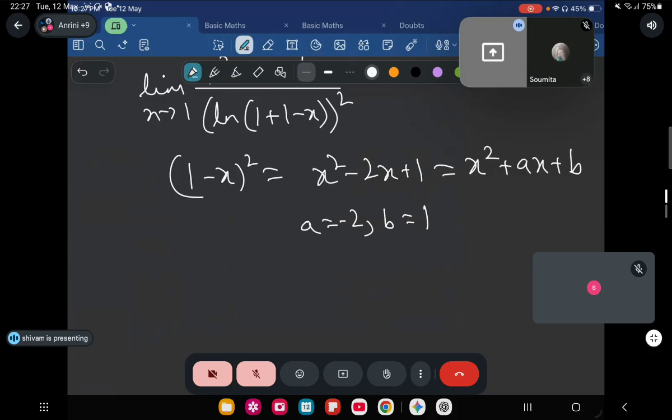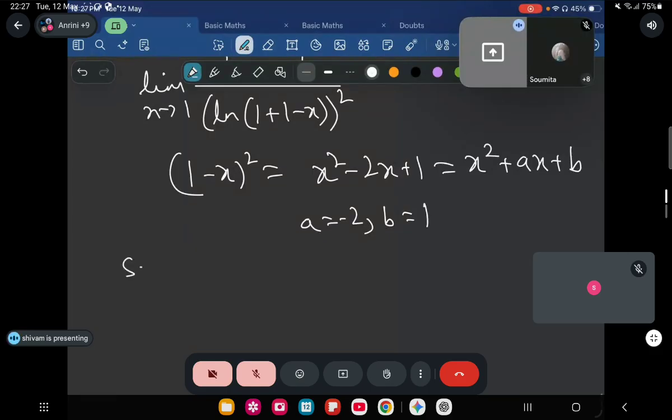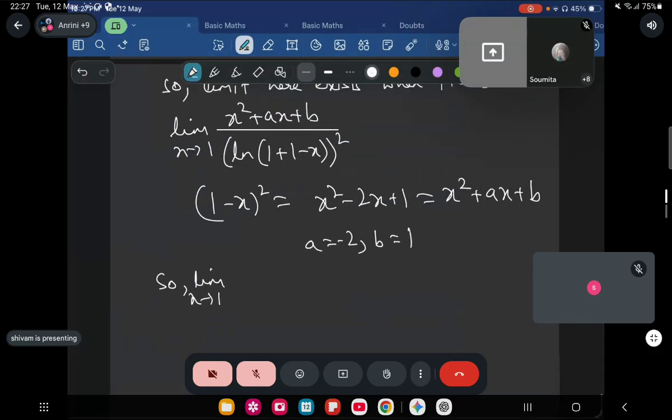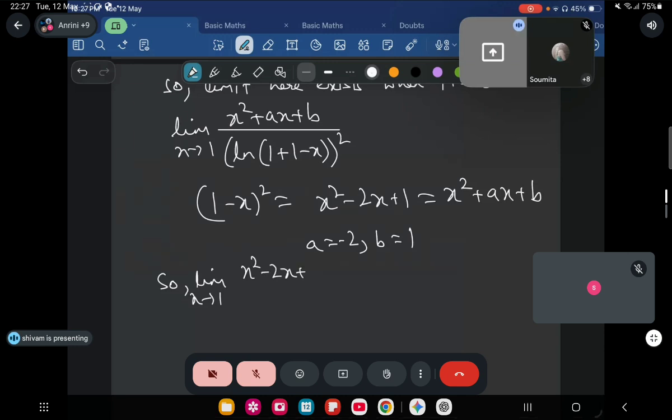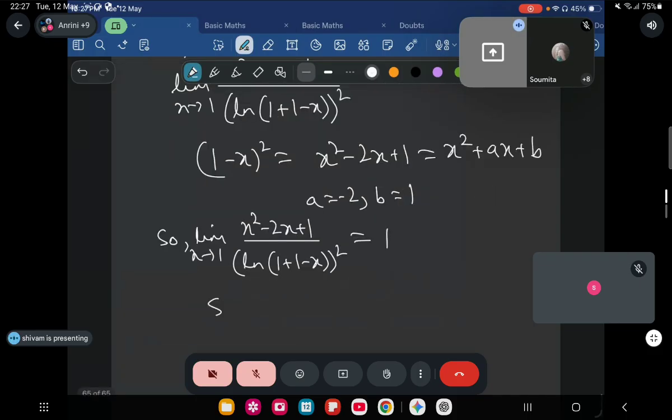If a equals minus 2 and b equals 1, then the limit as x tends to 1 of (x square minus 2x plus 1) upon ln of (1 plus (1 minus x) whole square) will be equal to 1. Everyone pay attention: so a plus b plus l will be equal to 0. Are people getting this? This is how a plus b plus l will be equal to 0.